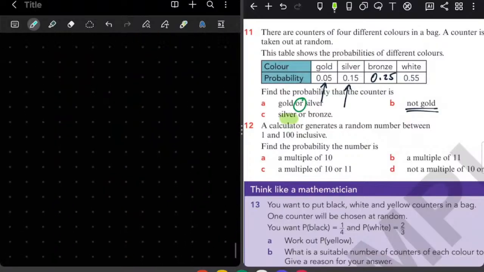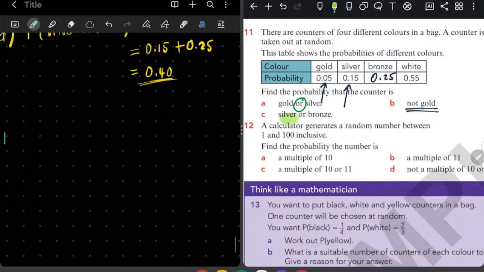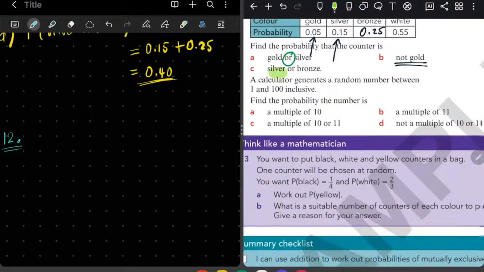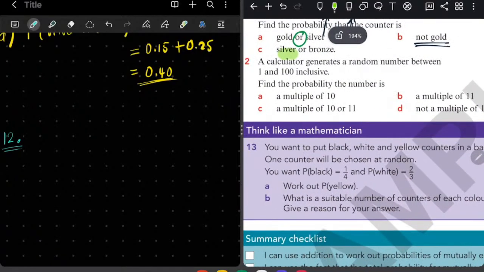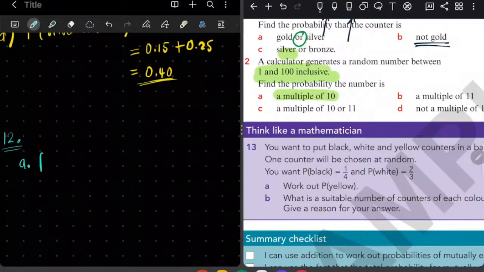Now let's do number 12. A calculator generates a random number between 1 and 100. Okay? Inclusive, which means we also count 1, we also count 100. Find the probability that the number is a multiple of 10. So, here now, we are doing part A. Find the probability that a number is a multiple of 10.